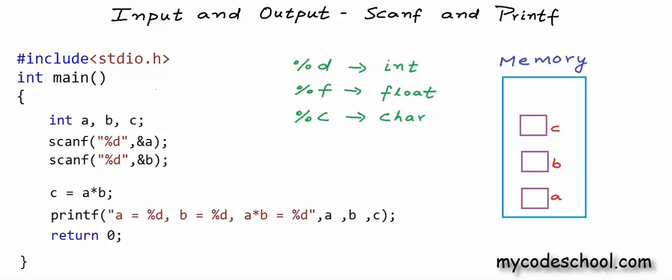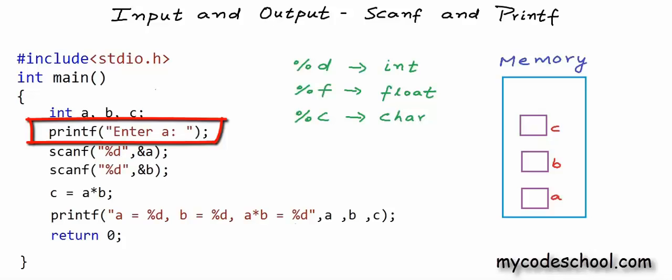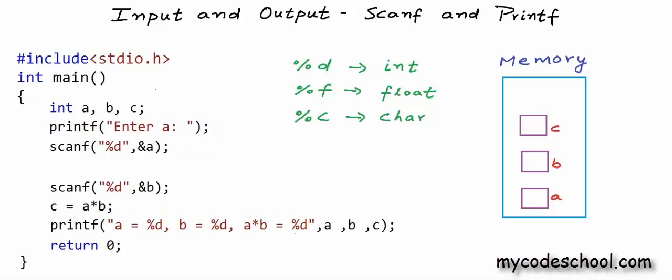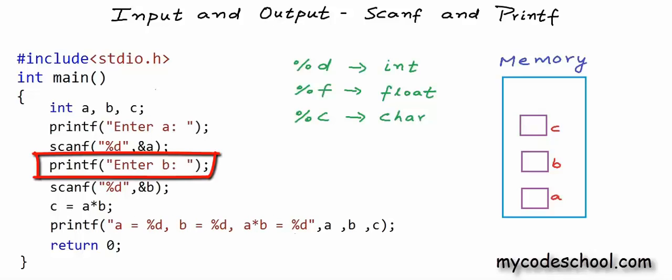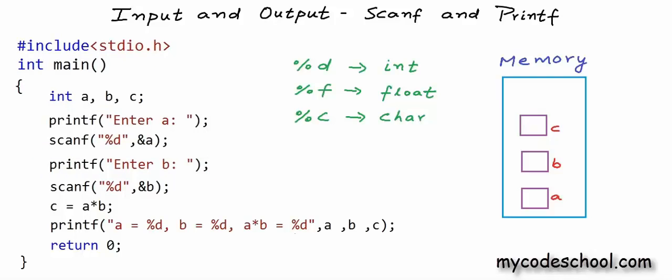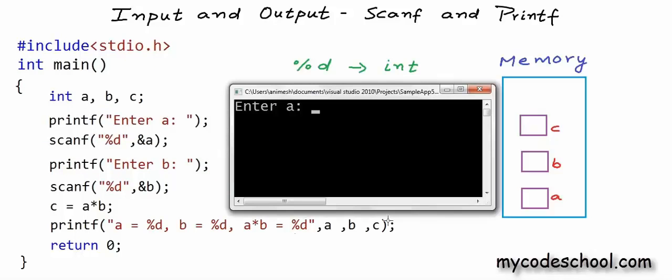And now I want to do one more thing to make this program better. Before this first scanf, I want to write a printf saying enter A. And after the first scanf and before the second scanf, I want to write another printf saying enter B. Now let's run this program and see what happens. We are first printing enter A, and then we have paused for the user to enter the number.